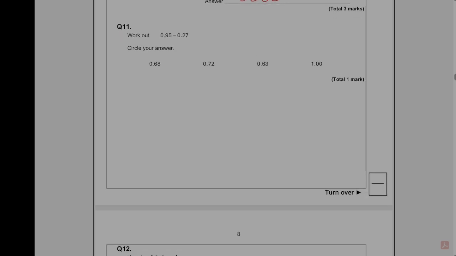Question 11, work out. So we've got some subtraction. We can subtract decimal numbers. We just need to make sure that we line up our place values. So we can't take 7 away from 5. So we need to exchange. So 15 take away 7 is going to give us 8. 8 take away 2 is going to give us 6. So we're looking at 0.68.